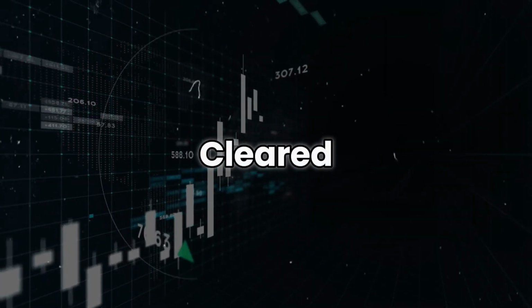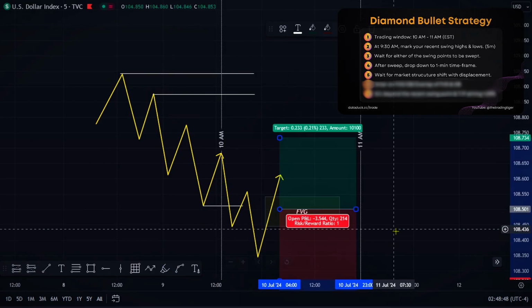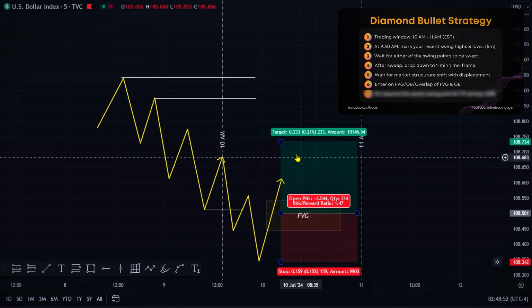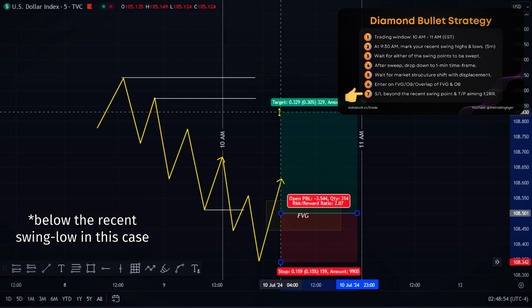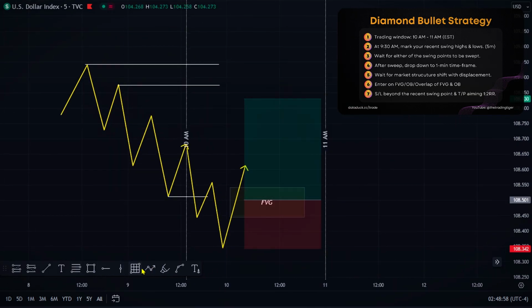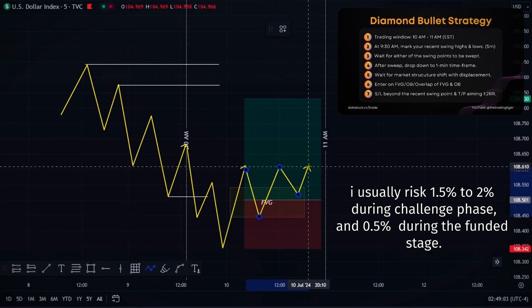Now that we have cleared the basic terms, after the market structure shift on a 1-minute time frame, we will be entering the trade on a fair value gap created during the market structure shift. The stop loss will be above the recent swing point, and the target will be the lowest hanging fruit, which is the closest opposing side liquidity, or you can simply target a 1 to 2 risk to reward ratio.